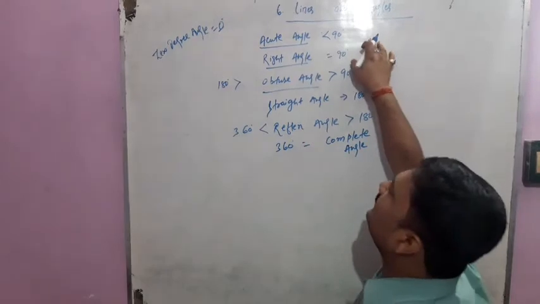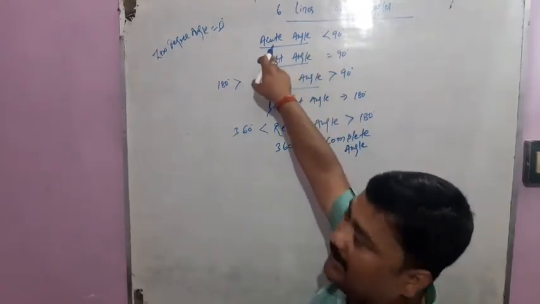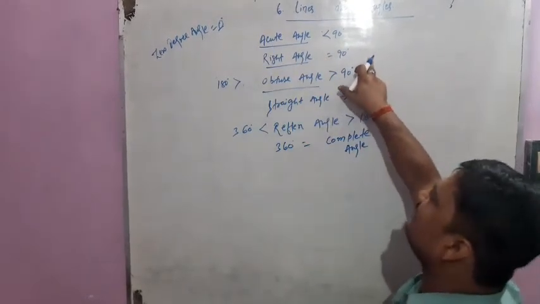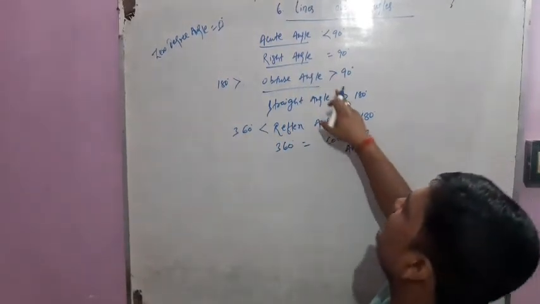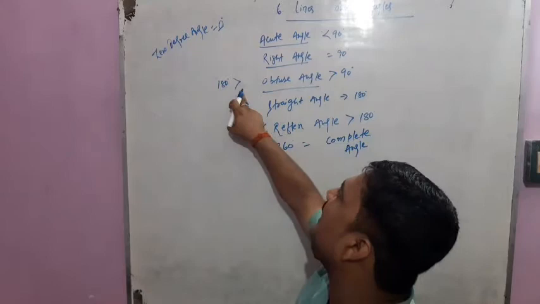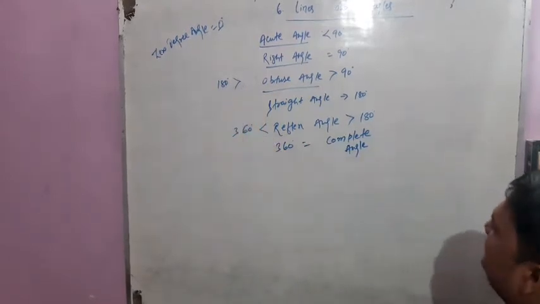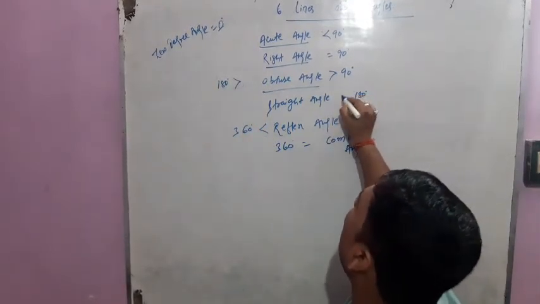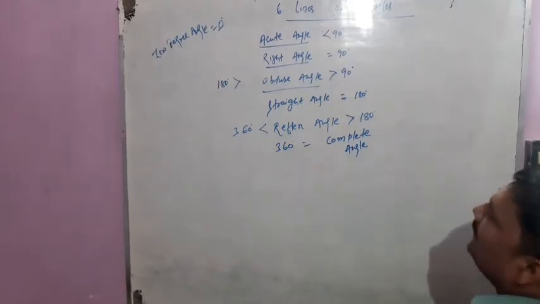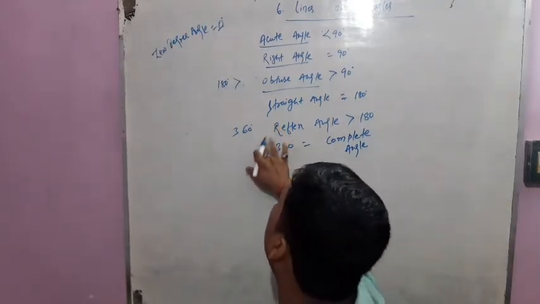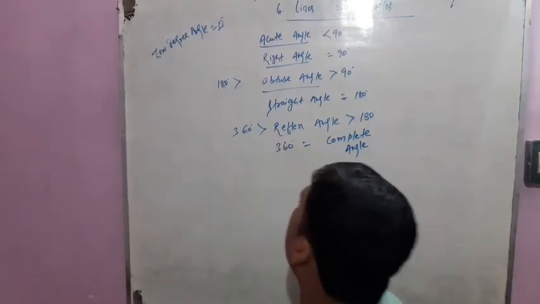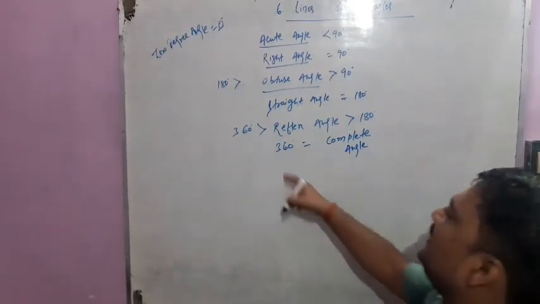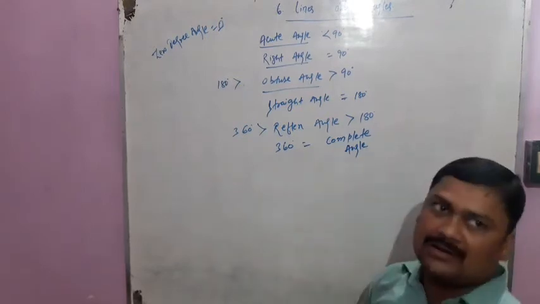Then acute angle, an angle that is less than 90 degrees is called an acute angle. Then right angle, an angle that is exactly 90 degrees is called a right angle. Then obtuse angle, an angle that is greater than 90 degrees but less than 180 degrees is called an obtuse angle. Then straight angle, an angle that is exactly 180 degrees is called a straight angle. Then reflex angle, an angle that is greater than 180 degrees but less than 360 degrees is called a reflex angle. An angle that is exactly 360 degrees is called a complete angle.